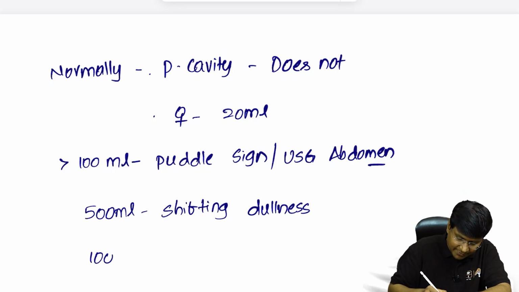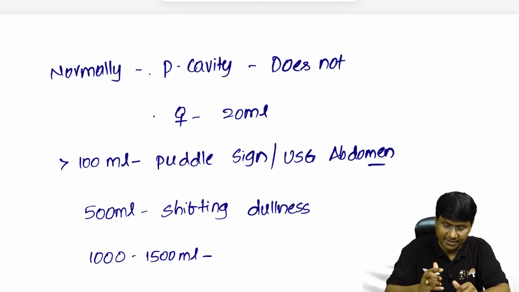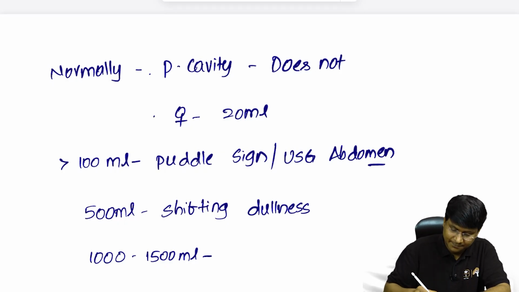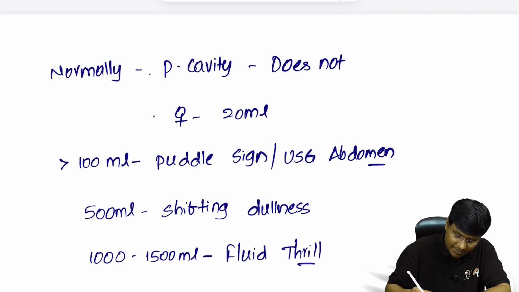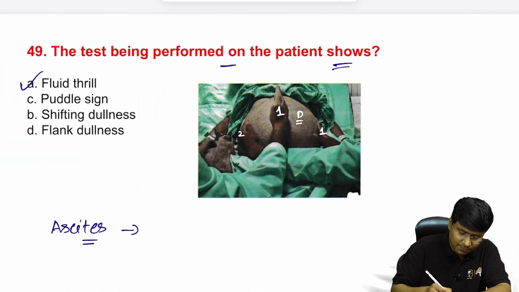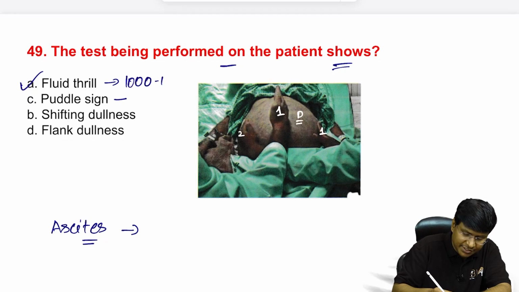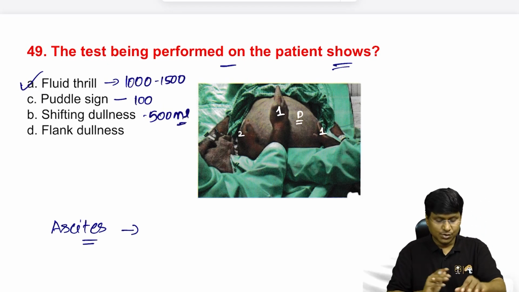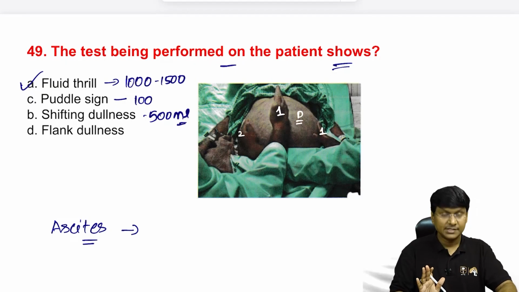And when the quantity of the fluid is around 1000 to 1500 ml, that is the point when you will have the fluid thrill. Okay, so the fluid thrill you will have when the quantity of the fluid is around 1000 to 1500 ml, puddle sign 100 ml, shifting dullness around 500 ml. So what is being demonstrated here is the fluid thrill.